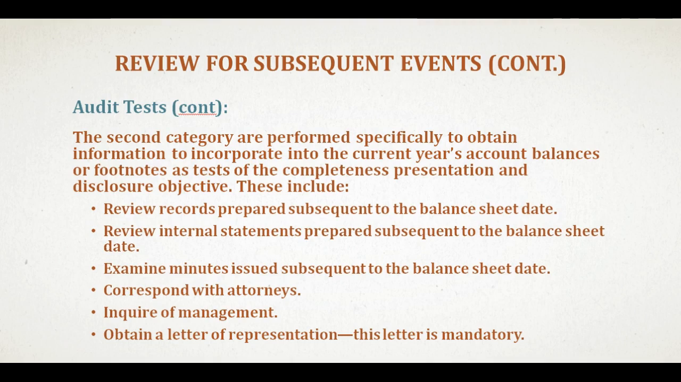These include the review of records prepared subsequent to the balance sheet date, the review of internal statements prepared subsequent to the balance sheet date, the examination of the minutes issued subsequent to the balance sheet date, correspondence with the client's attorneys, inquiry of management, and lastly, obtaining a letter of representation. The letter of representation is a mandatory or required part of the audit specified in the auditing standards.